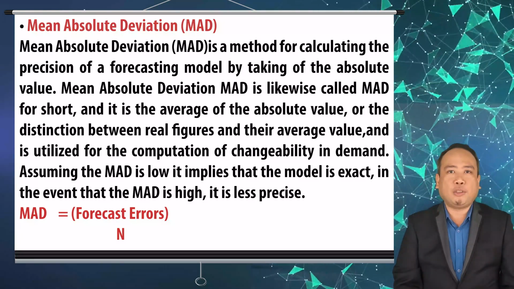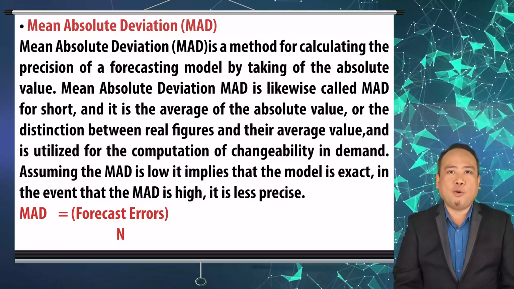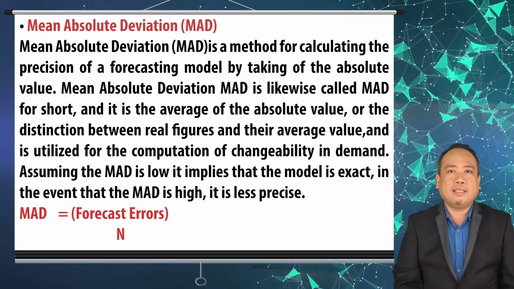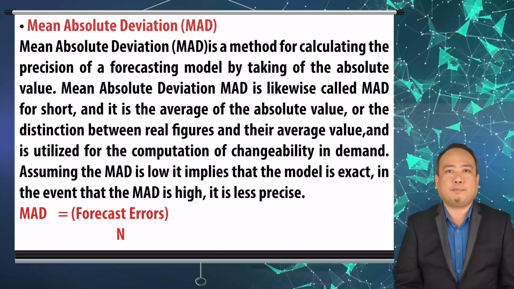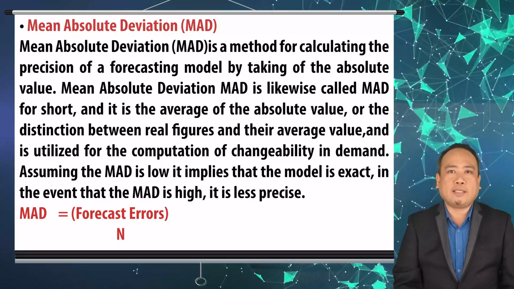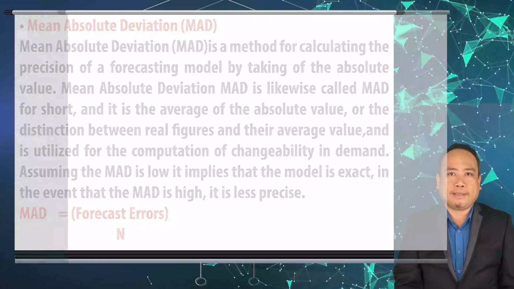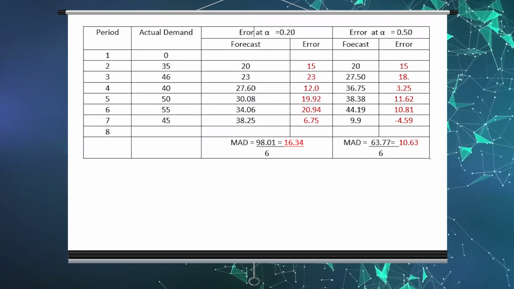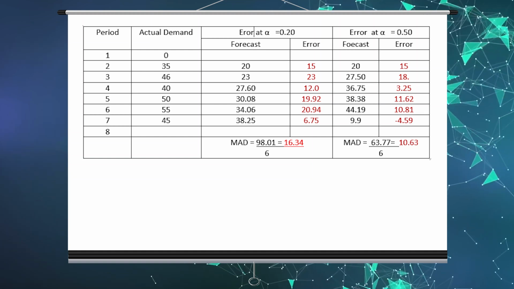Assuming the MAD is low, it implies that the model is exact. In the event that the MAD is high, it is less precise. MAD is given by the equation: MAD is equal to the sum of forecast errors divided by n.